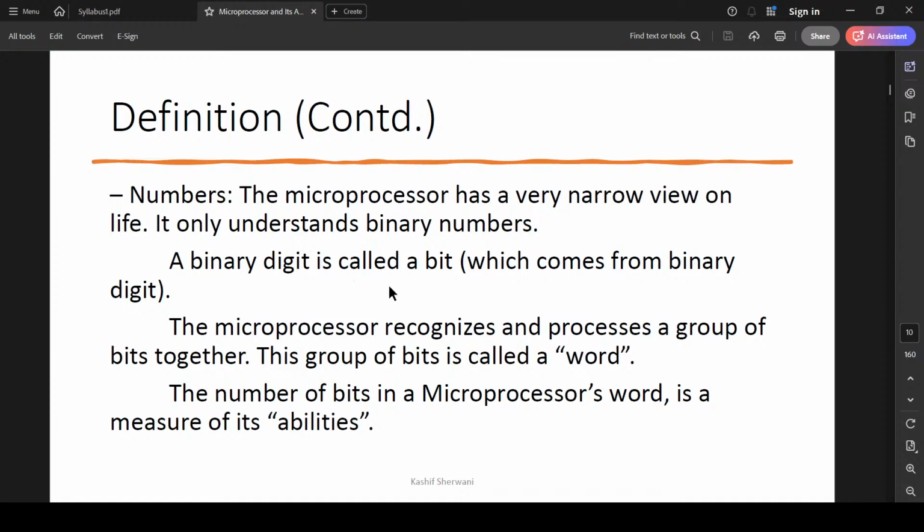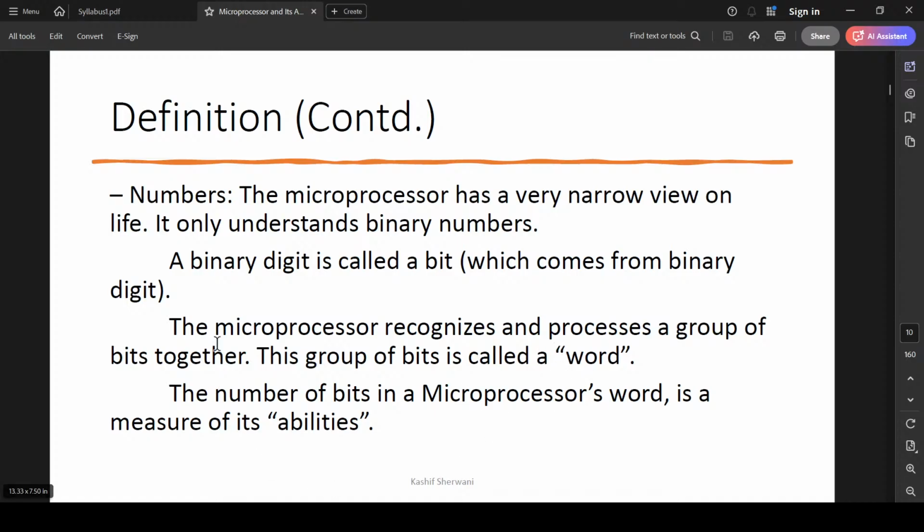A binary digit is called a bit. So BI and IT, so BI-IT became BIT. So the bit means binary digit. The microprocessor organizes and processes a group of bits together. This group of bits is called a word. The number of bits in a microprocessor's word is a measure of its abilities.